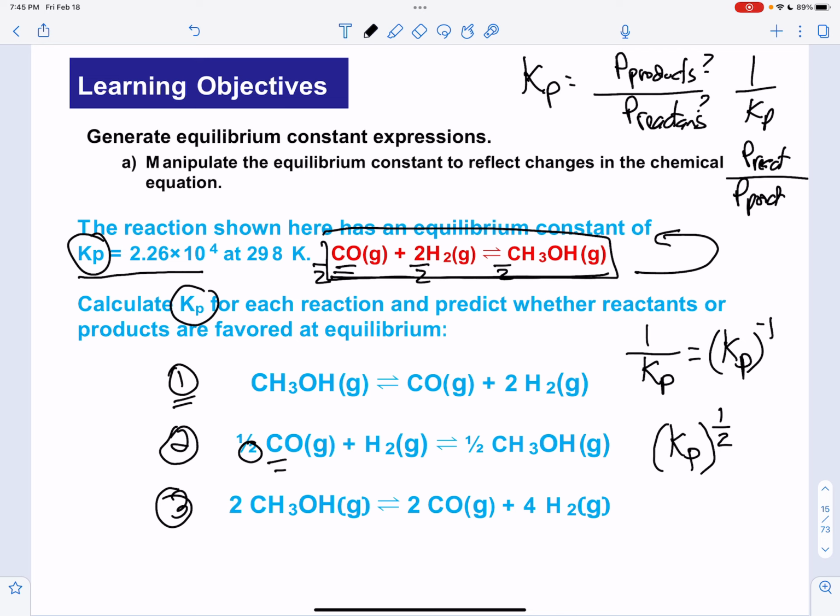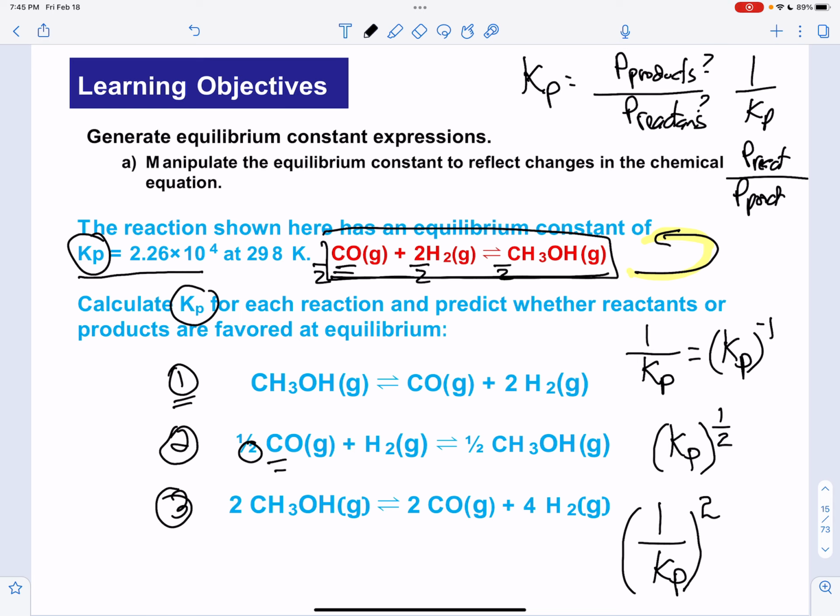And then when we take a look at number 3, once more, we are flipping the reaction, but we are also multiplying by 2. So we flip it, and we elevate it to that power. So those are 75% of the rules that we need to use.